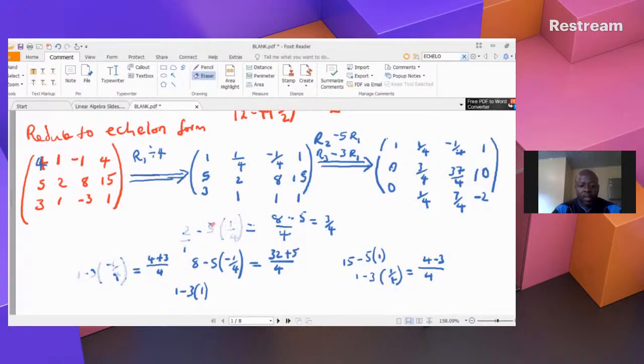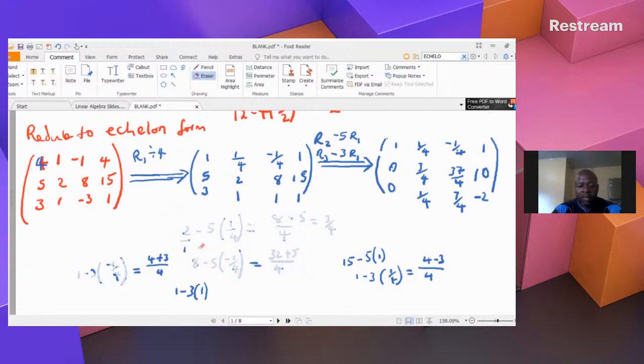So when you look at the second row, you realize that the leading entry there is 3 out of 4. So that 3 out of 4, we want to make it 1. And once we made it 1, we use it to create zeros below it. So that is what we want to do, and those are the steps. So after erasing this, we do that.